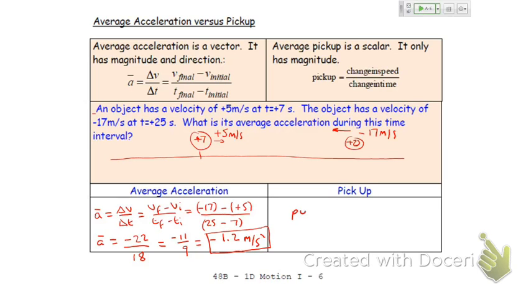Then my pickup is equal to my change in speed over my change in time. For this I just don't worry about the signs. So I have 17 minus 5 over the difference in time, 25 minus 7, which equals 12 over 18, which is 0.66 meters per second squared. Again, that's a scalar.